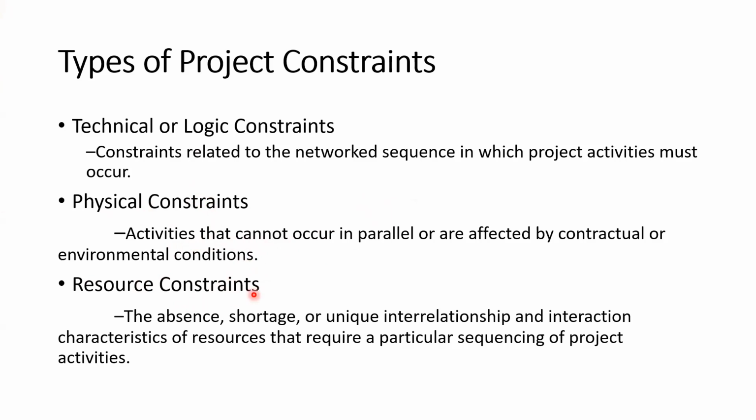The next one is resource constraint: the absence, shortage, or unique interrelationship or interaction characteristic of resources that require a particular sequencing of project activities. There can be absence of resources, or shortage of resources due to the unique condition that the resource has. We have to buy those resources, right? Those constraints can occur regarding the resource constraint. So basically, there are three project constraints that we can identify.